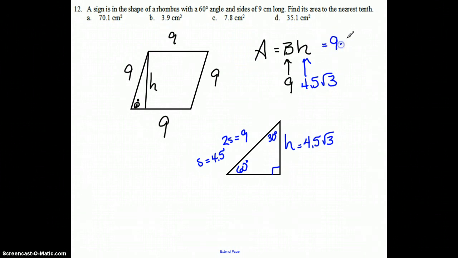So 9 times 4.5 square root of 3. So remember in this one they want it to the nearest tenth, so we're actually physically typing all of this in, and then we end up on this one getting 70.1, which means that my answer is A.